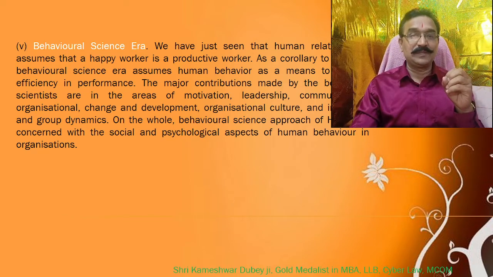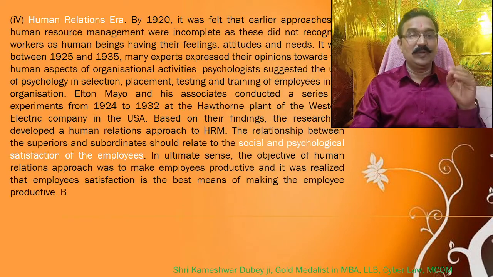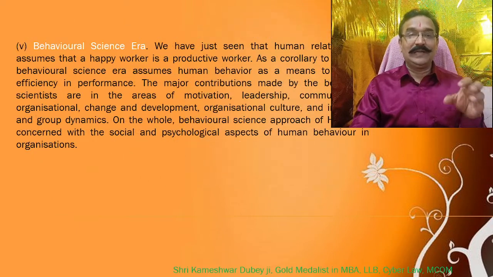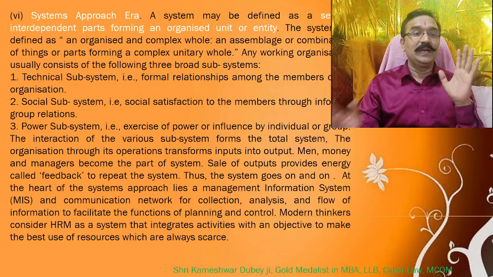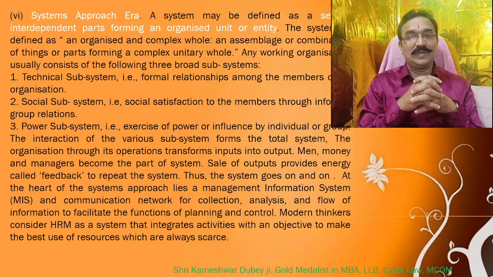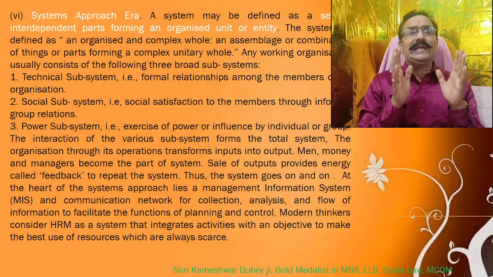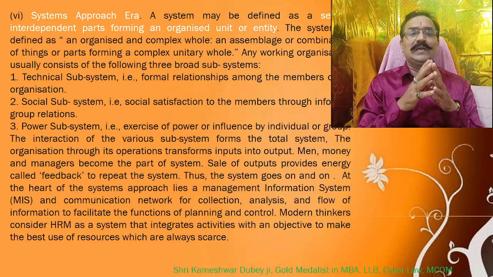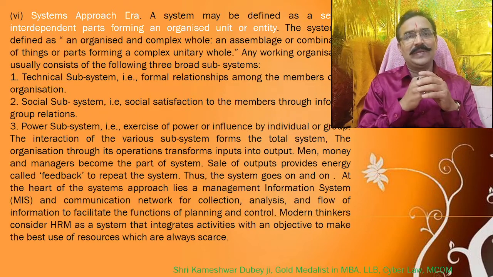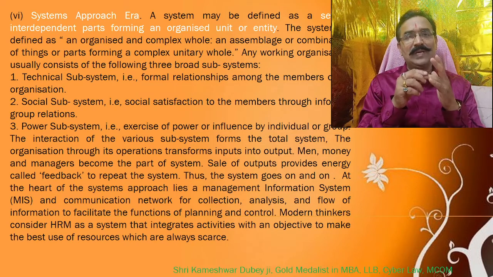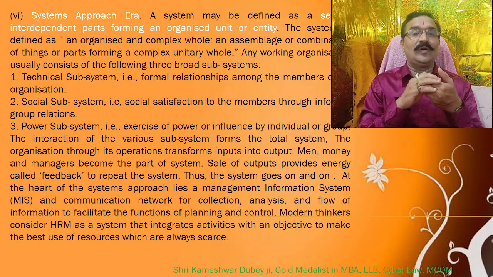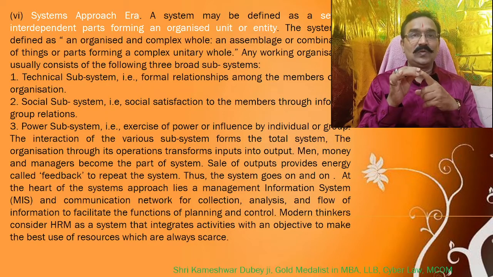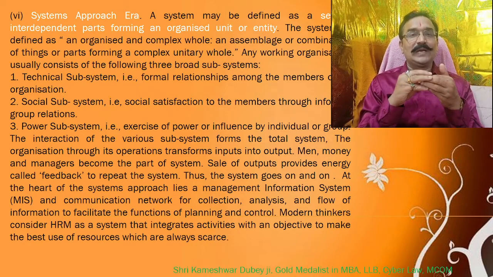These all finally evolved during the behavioral science era. It had got some shape in the human relation era, but finally it came into the final shape in the behavioral science era. Then comes the system approach. System is a set of interdependent parts forming an organized unit or entity. That means man, money, material, machine, these all are integral parts of each other. All are interconnected. So if one is not good, all four will get affected.